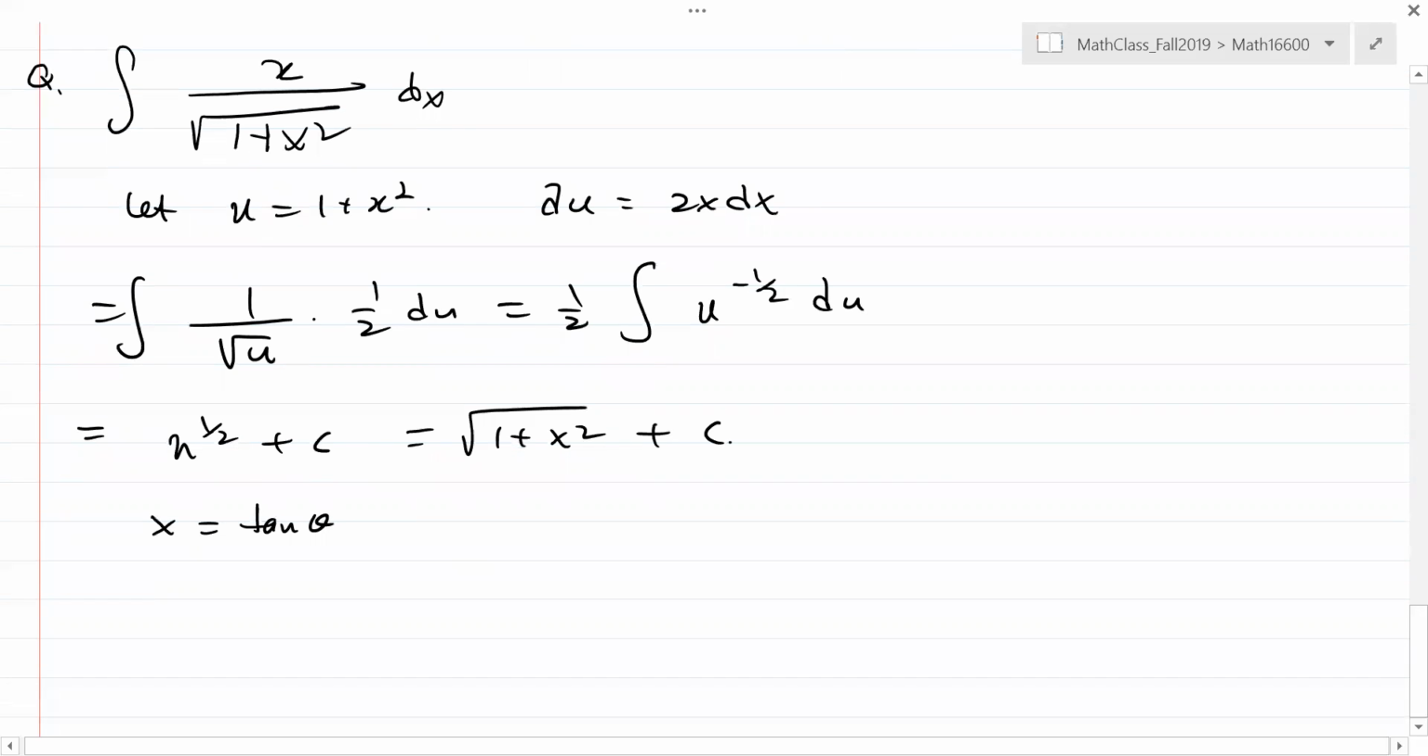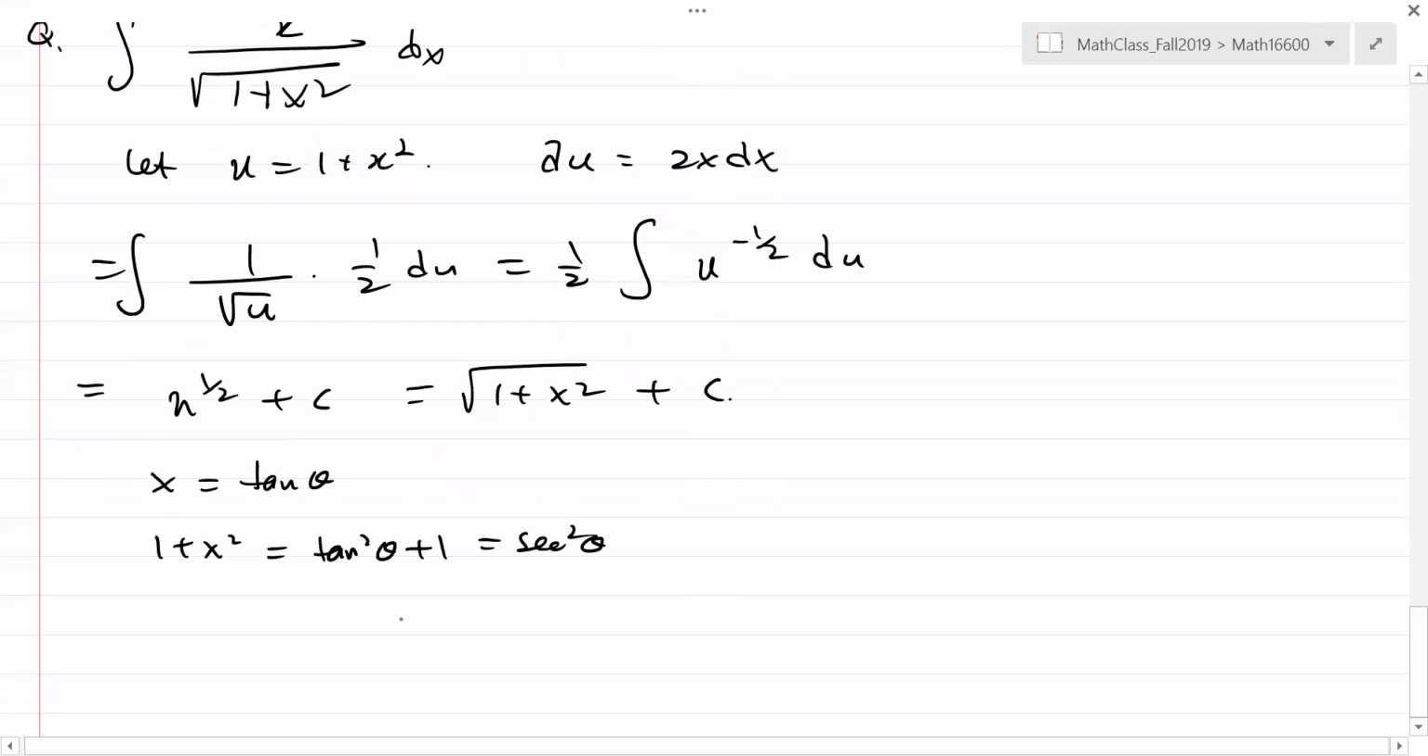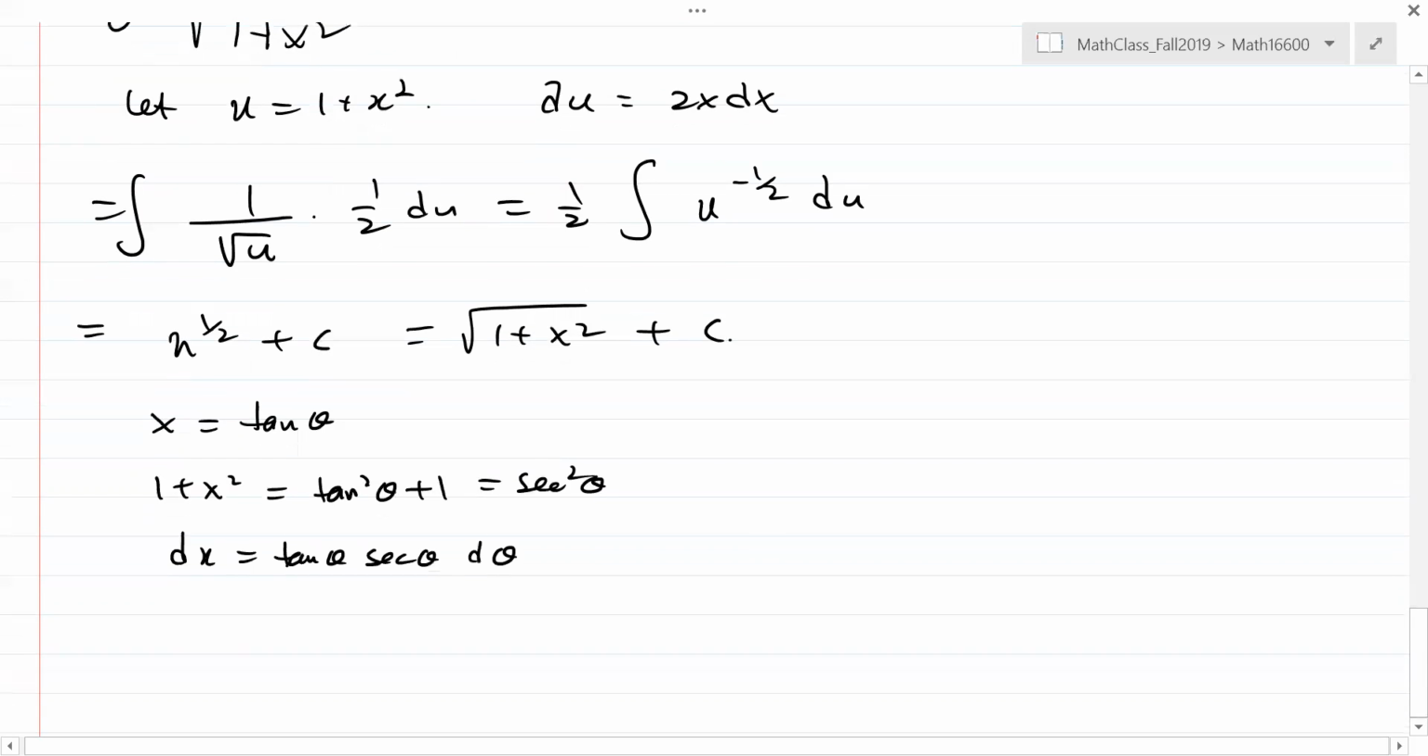That's okay, yeah. Use tangent theta, then 1 plus x squared equals tangent square theta plus 1, which is secant square theta. Okay? Then you have to see what is dx. dx is tangent theta, secant theta, d theta. You see, you have to memorize lots of stuff here for this part. Then the integral becomes x tangent theta dx tangent theta secant theta d theta.